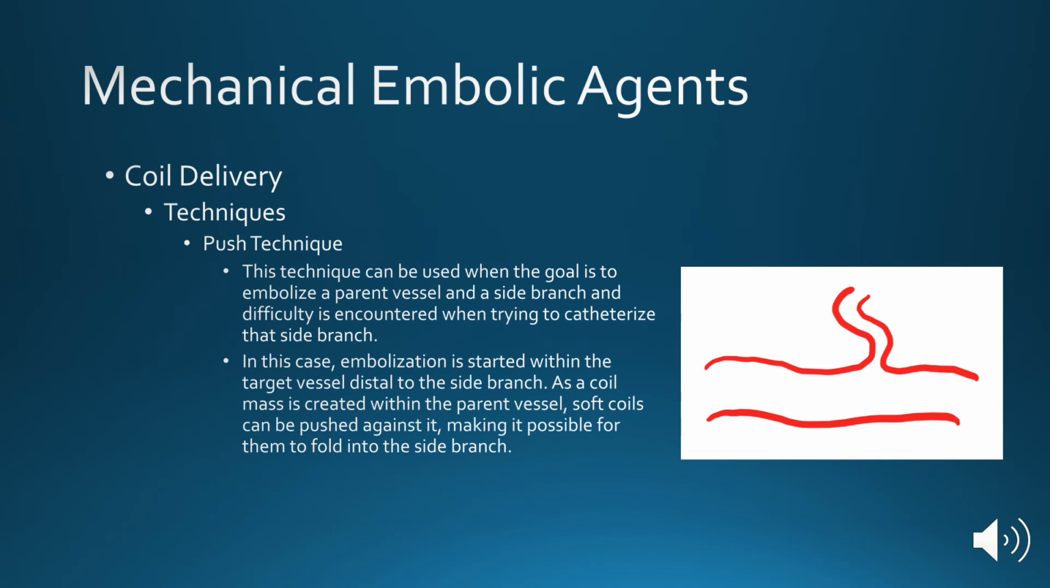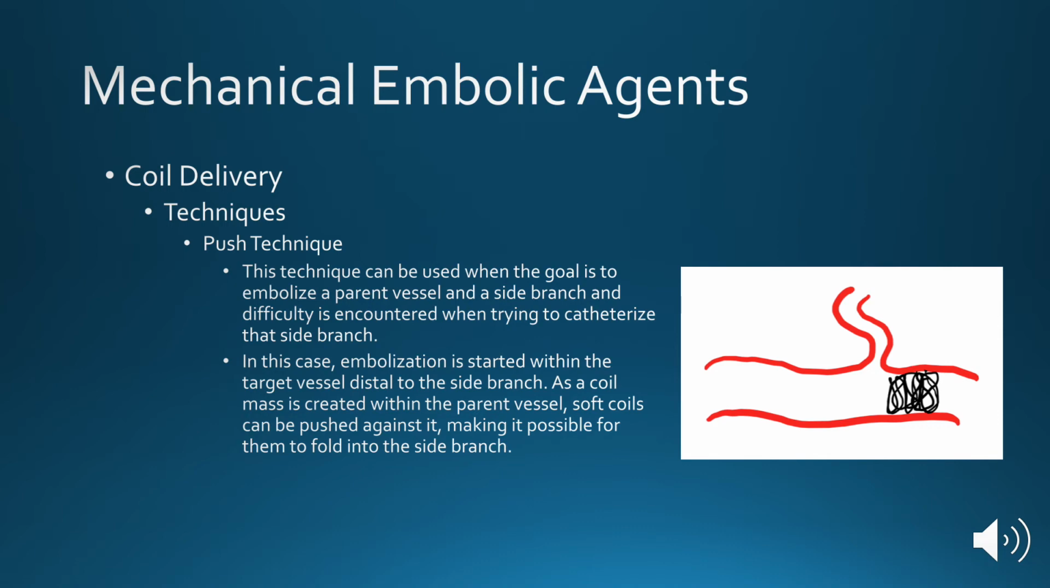The final technique I want to discuss is something that I call the push technique. This technique can be used when the goal is to embolize a parent vessel and a side branch, but you're encountering difficulty when trying to catheterize that side branch. In this case, the embolization is started within the target vessel, distal to the side branch.